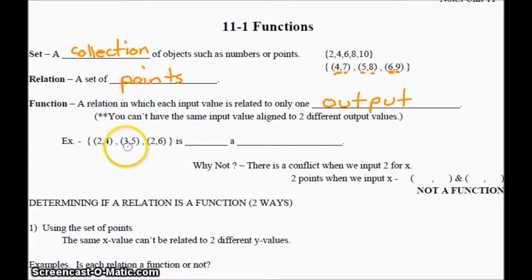So if we take a look at our first example, here are 3 points, 2, 4, 3, 5, and 2, 6. These are just 3 points that we can find in a coordinate plane. This first point, we have an input of 2 and an output of 4. So 2 maps to 4. Another way for corresponding is just mapping. Then we have 3 and 5. So 3 is a different x value. It maps to 5. And lastly we have 2 again, but this one maps to 6. As you can see right here, we have one input to 2 outputs, so therefore this is not a function.